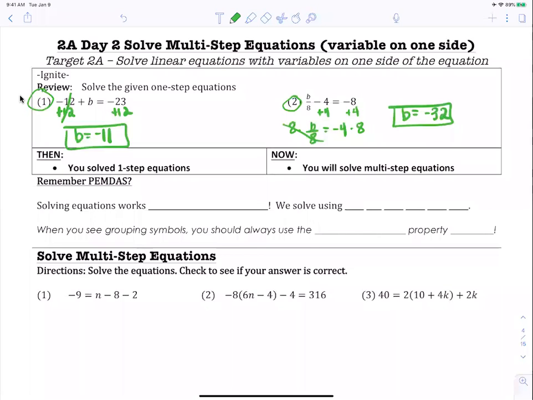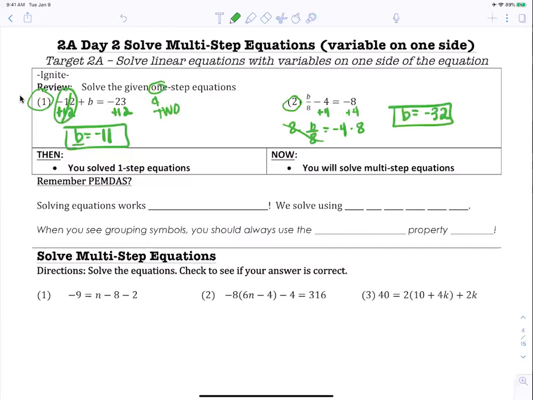So hopefully example number 1, you got an answer of b equals -11. All you had to do, this was your one-step equation. And I know the directions, I realized I said one step. I should have said 1 and 2. But this one, number 1, was a one step because you add 12 to both sides. When you do that, -12 plus 12 ends up canceling, and you're just left with b on the left-hand side. And -23 plus 12 equals -11, which gives you your final answer of b equals -11.